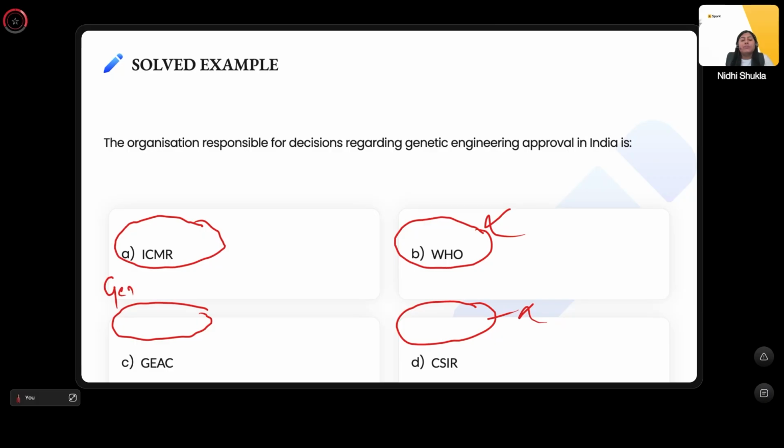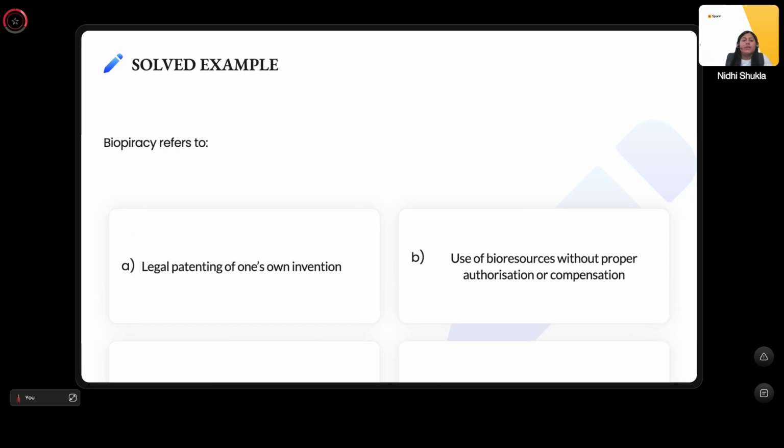They are not concerned with genetic engineering approval. Genetic engineering approval is actually done by the Genetic Engineering Approval Committee, which is your GEAC. So genetic engineering approval in India is done by GEAC. Let us look at the next question.